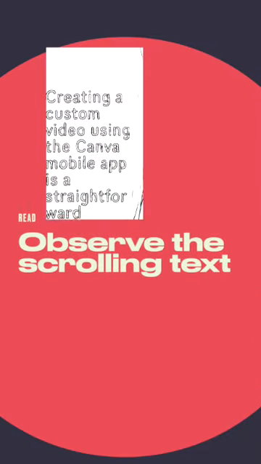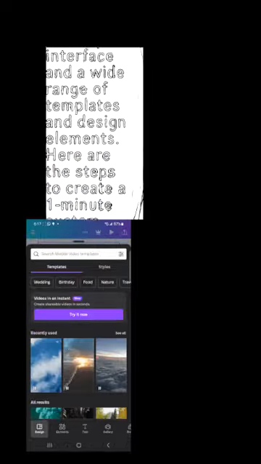for a smooth flow. Step 6. Adjust the duration. Ensure that the total duration of your video is 1 minute. You can adjust the length of the individual clips in your timeline.